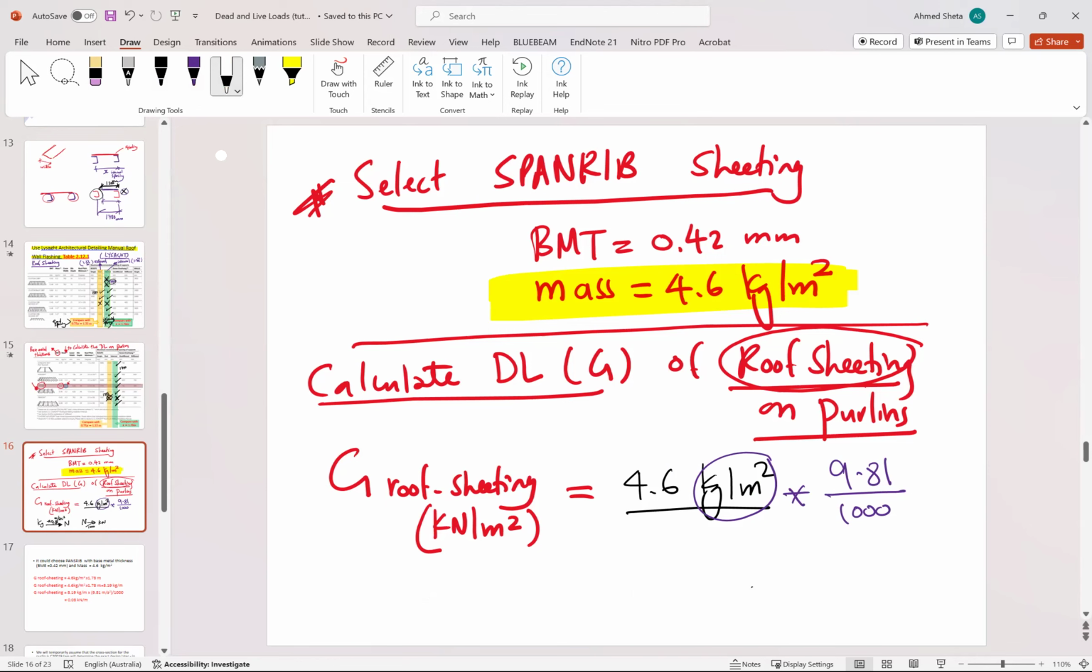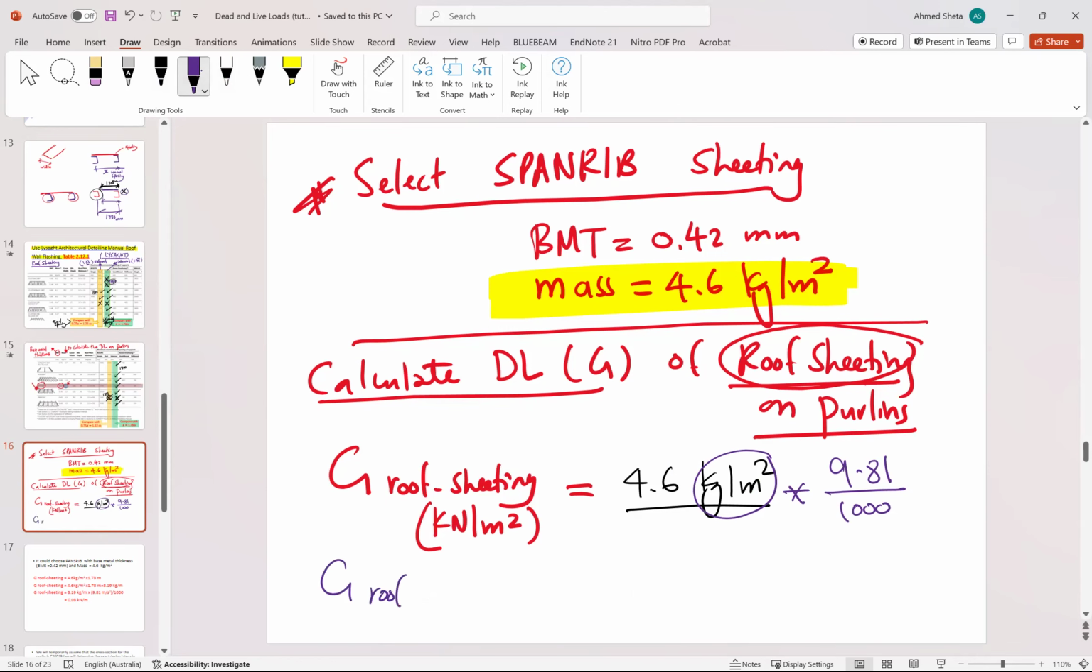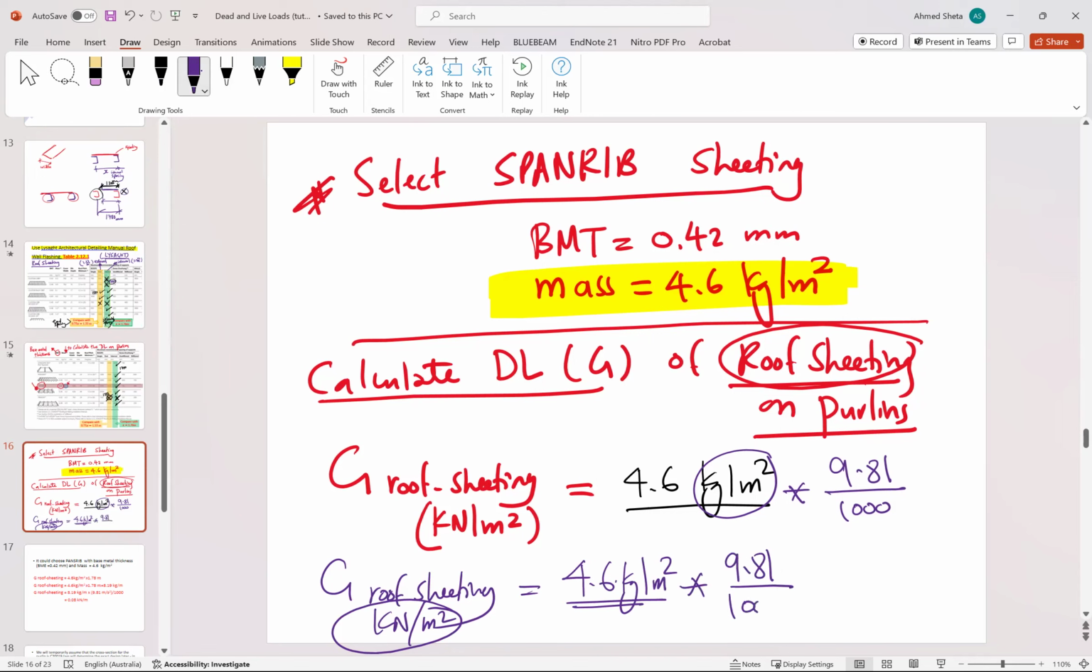Okay. So again, G roof sheeting in kilonewton per square meter will be equal to the mass, 4.6 kilogram per square meter, and you need to be consistent with the units because the unit has weight in it. So we have 4.6 times 9.81 divided by 1000. This to convert to newton, this to convert to kilonewton. The final value will be 0.045 kilonewton per square meter.